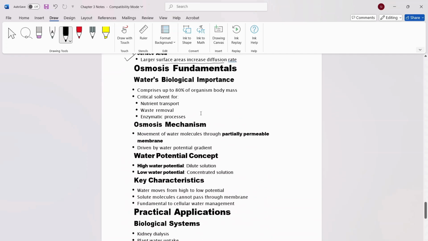Next, fundamentals of osmosis. Water's biological importance: it comprises 80% of organism body mass, and is a critical solvent for nutrient transport, waste removal, enzymatic processes. Osmosis mechanism: movement of water molecules through a partially permeable membrane driven by water potential gradient. Water potential concept: high water potential is a dilute solution, low water potential is a concentrated solution. Key characteristic is water moves from high to low potential.